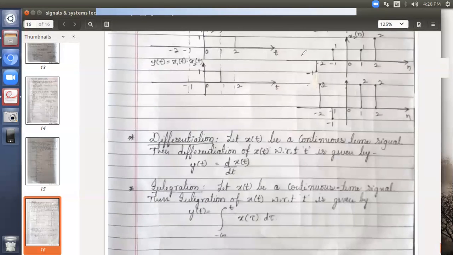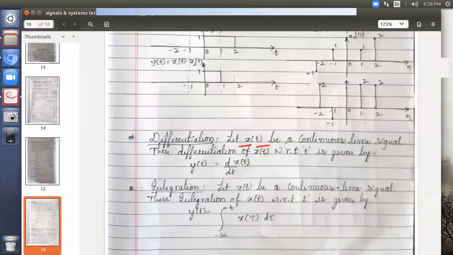Coming to two more operations on amplitude. The first one is differentiation. This you have already seen when we were dealing with the relationship between u of t, r of t and delta of t. There we have seen some examples also. So let us define.